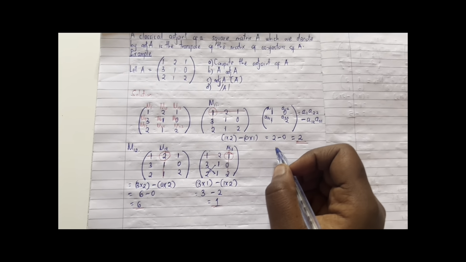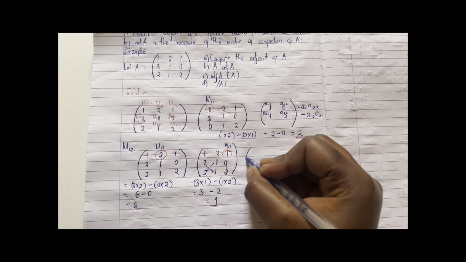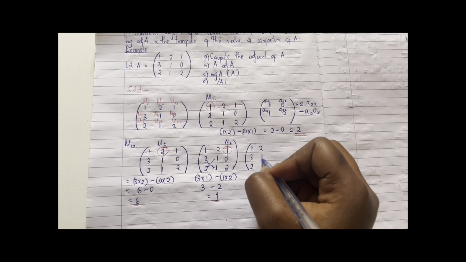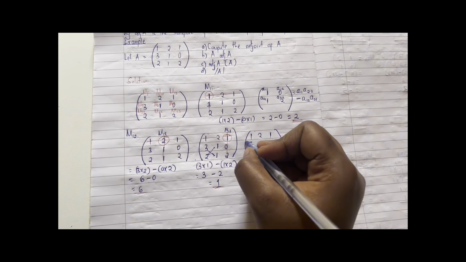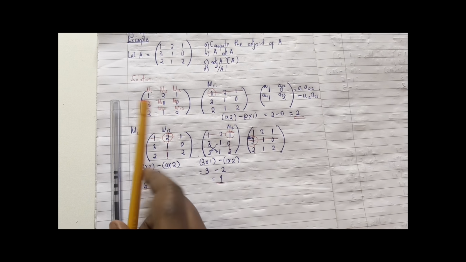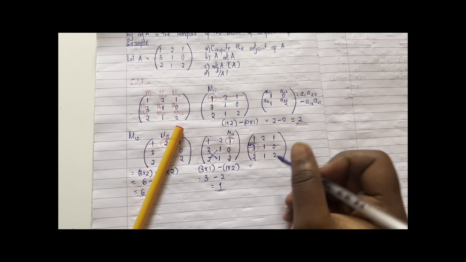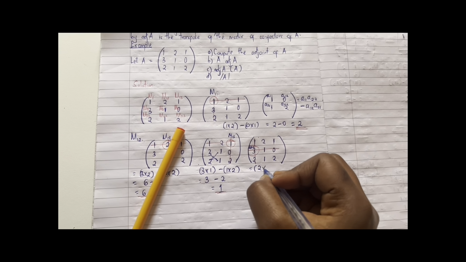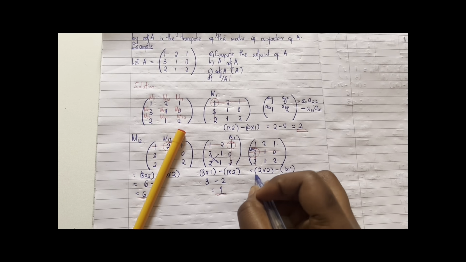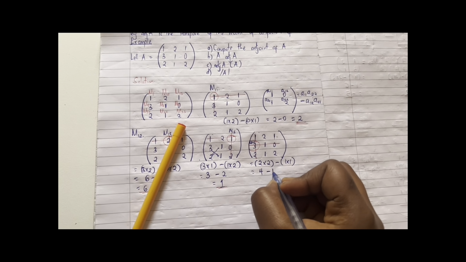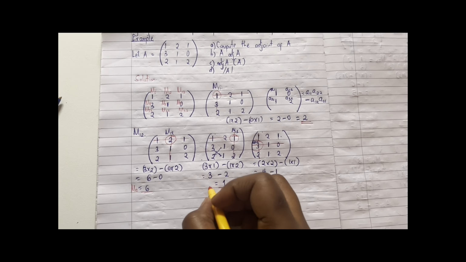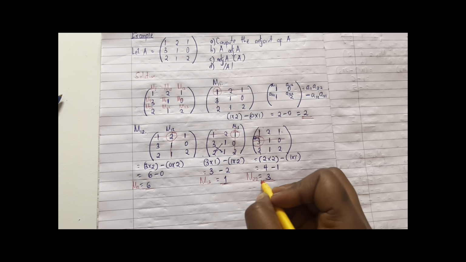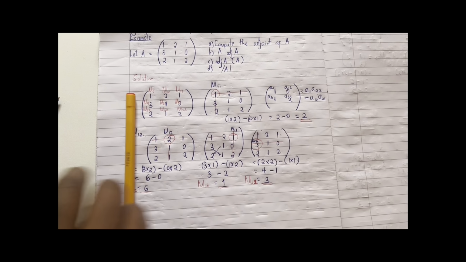Next we move to M21. I'll rewrite again the values. So M21 is at 3. So I'm going to cancel the row and column where 3 lies. Then we find the determinant of the 2 times 2 matrix that is remaining. So we'll have 2 times 2 minus 1 times 1. So we'll have 4 minus 1. Our answer is 3. Let me just label all of them so that we don't confuse any. That is M21.